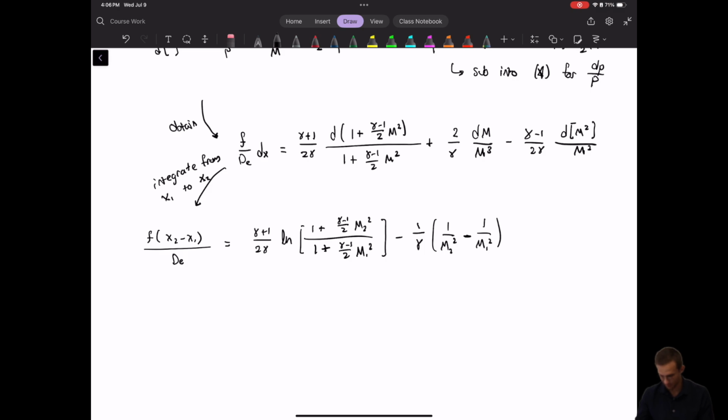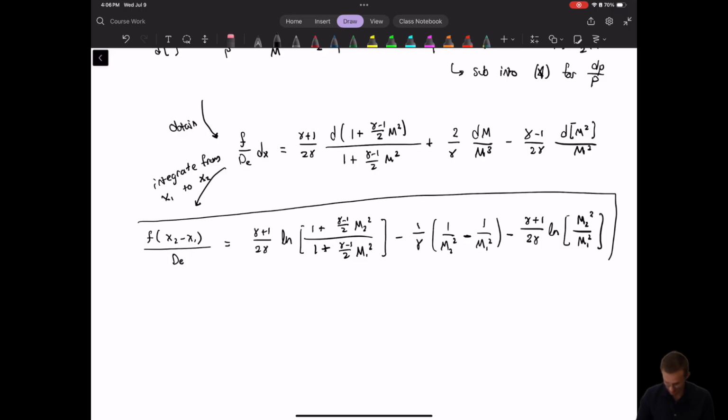And keep in mind that this m1 and m2 are what the Mach numbers are at locations x1 and x2 respectively. Because remember, the Mach number is changing as you proceed through the channel because of the friction. And the last term is gamma plus 1 over 2 gamma, natural log of m2 squared over m1 squared. Okay? And this equation is very important. It's essentially the way that you're going to relate the Mach numbers between two different points in a Fanno flow.